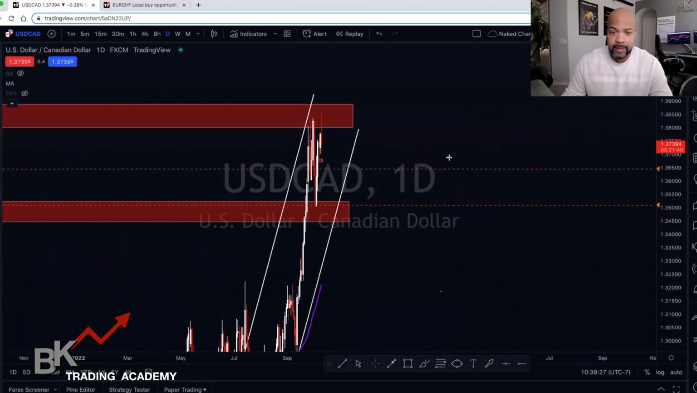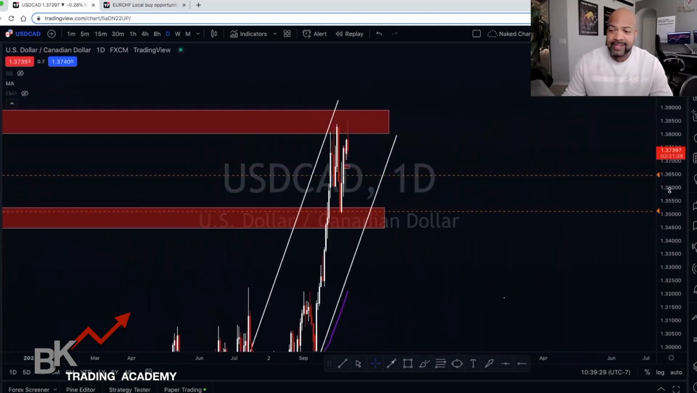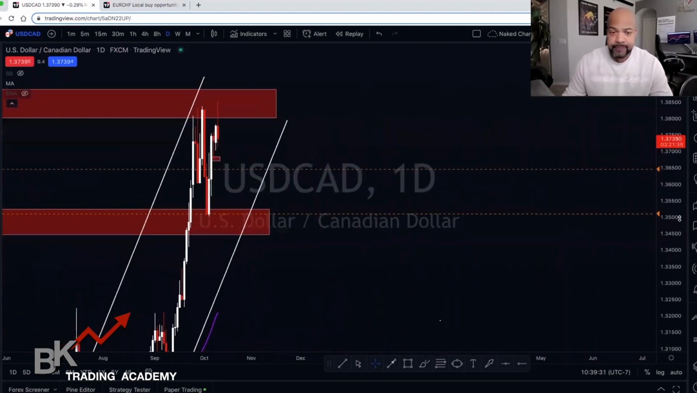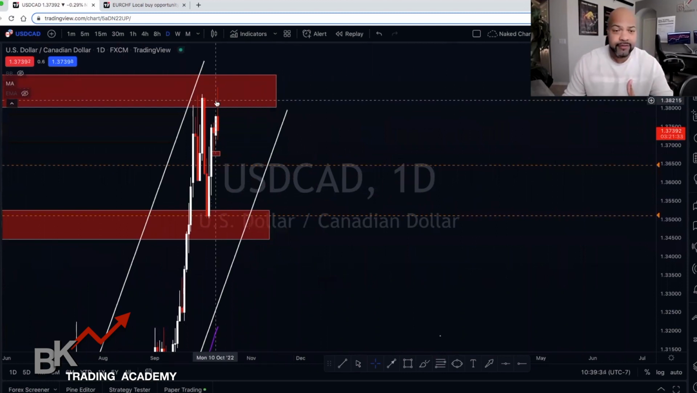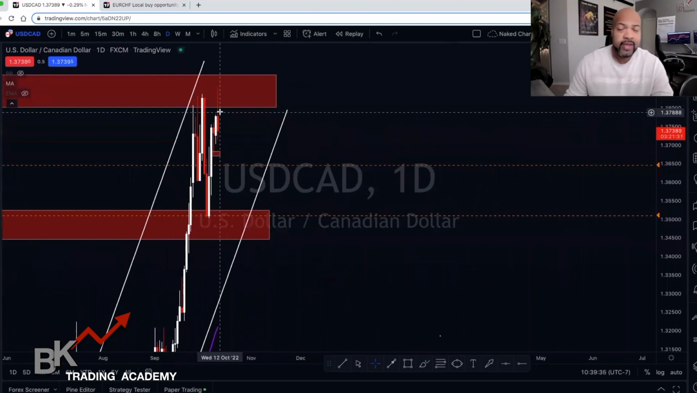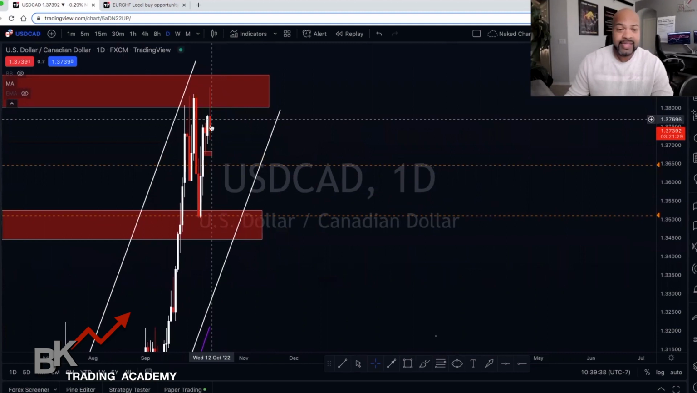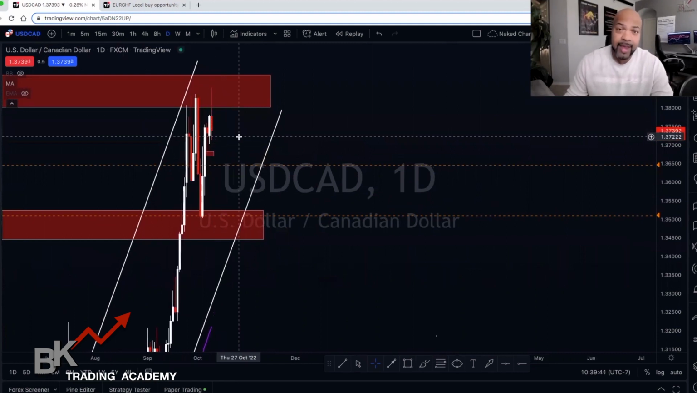So I'm going to zoom in a bit. Another thing we like to say is that wicks tell us a story. We've been saying this for years. If you see a long wick, we know that price is going to continue in that direction for some time. Now, where will it stop? Well, let's go ahead and get right into it.